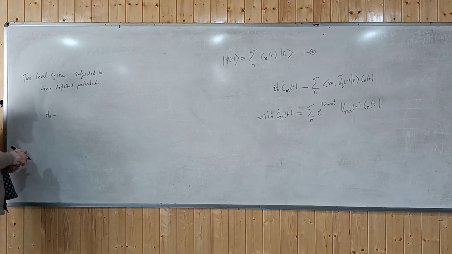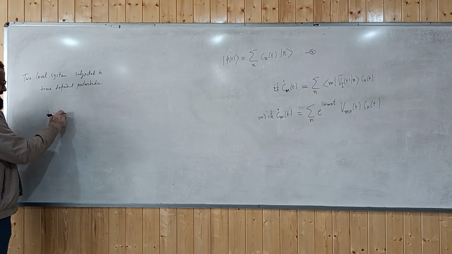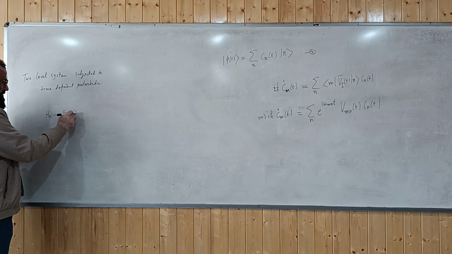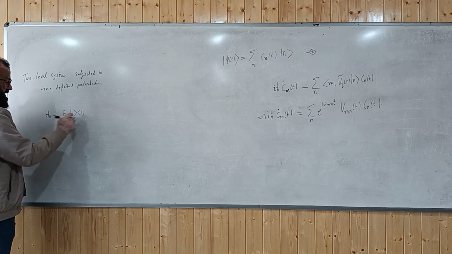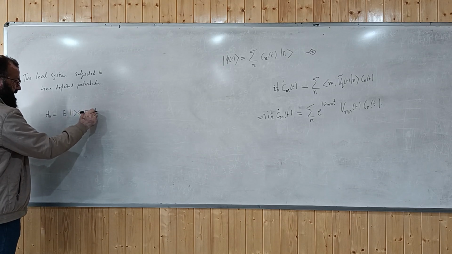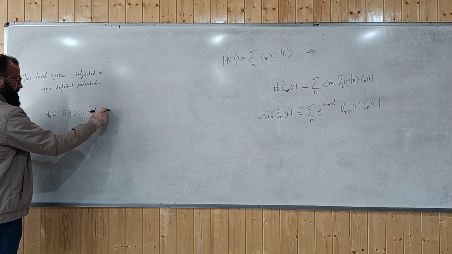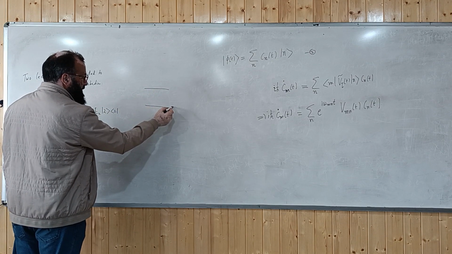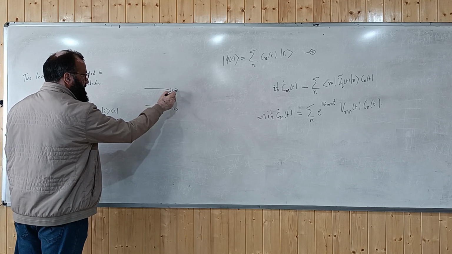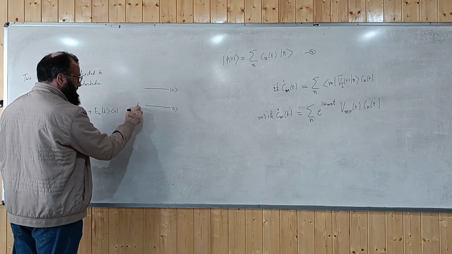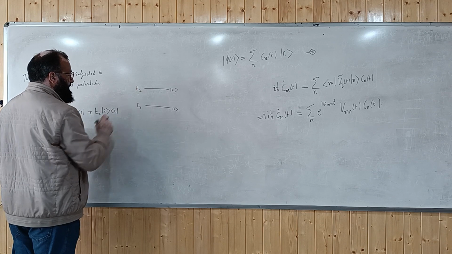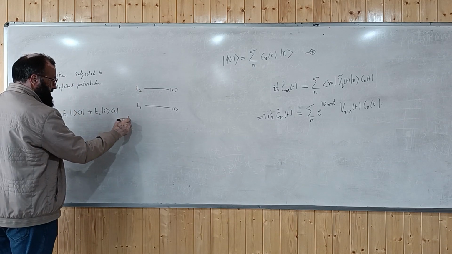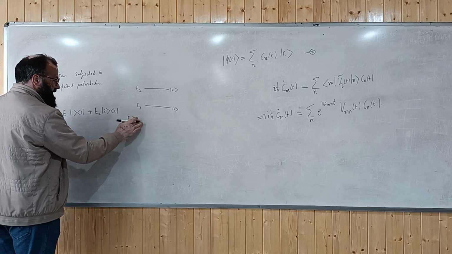Okay, so let's write H naught. So I will write, let's say, E1, the energy of level 1, then you have E2, level 2. So what I am considering is a two-level system. One is level 1, another is level 2. So let's write E1 as the energy of level 1, and E2 the energy of level 2. It means I am considering E1 is less than E2.